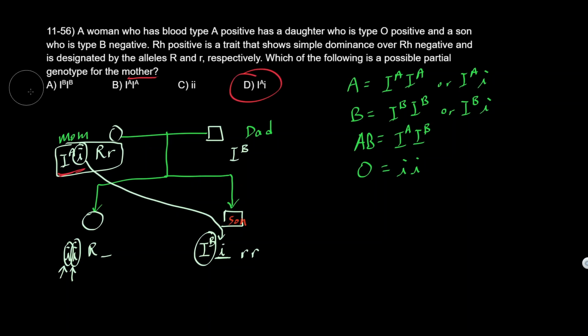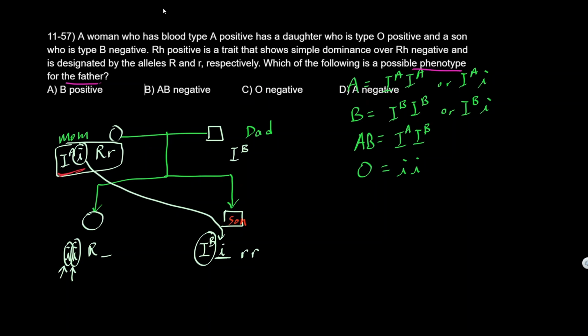And then moving on to 57 now. Okay, number 57 is asking us to find a possible phenotype for the father. Okay, so far, what we do know is that daddy must have little r for Rh positiveness, right? Because the son is homozygous recessive for R. So one has to come from that. So I'm just going to put it like that.